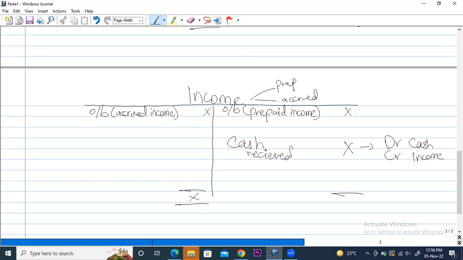Now, similarly, we total them off over here. This is total, this is total. And if the opposite effect again, if the closing of prepaid income comes over here, and the closing of accrued income comes over here, this is mostly the T account complete.